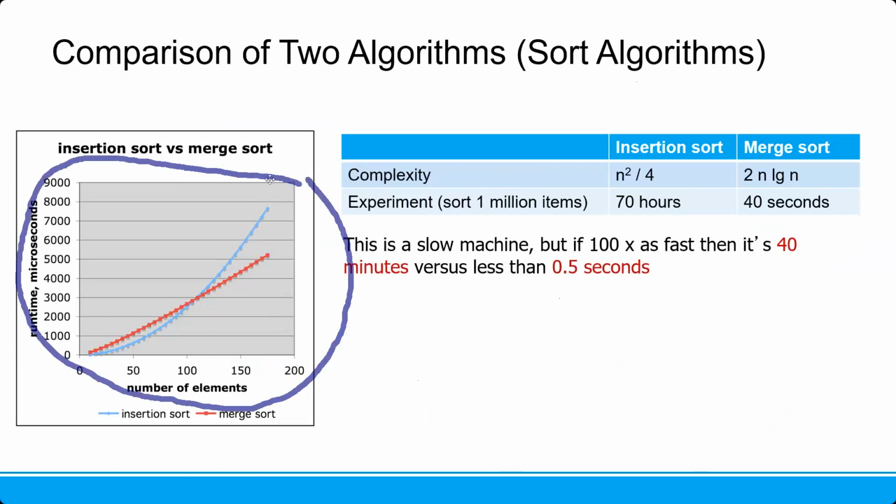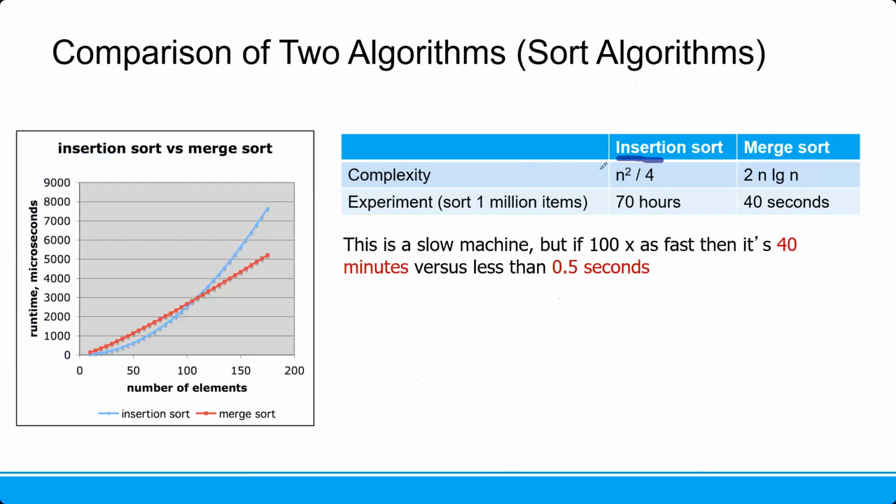If you are going to compare 2 algorithms, let's say the first algorithm is insertion sort and the second algorithm is merge sort. So let's say I'm using the algorithm analysis, and the complexity of the insertion sort is n^2/4. And for the merge sort, the complexity is 2n log n. This is the algorithm analysis based on the pseudocode.